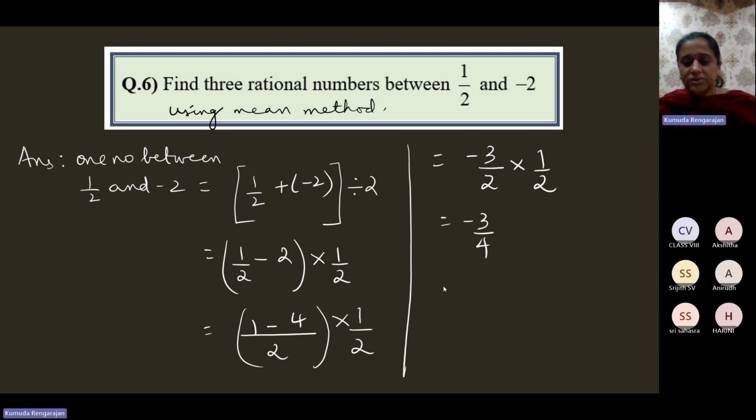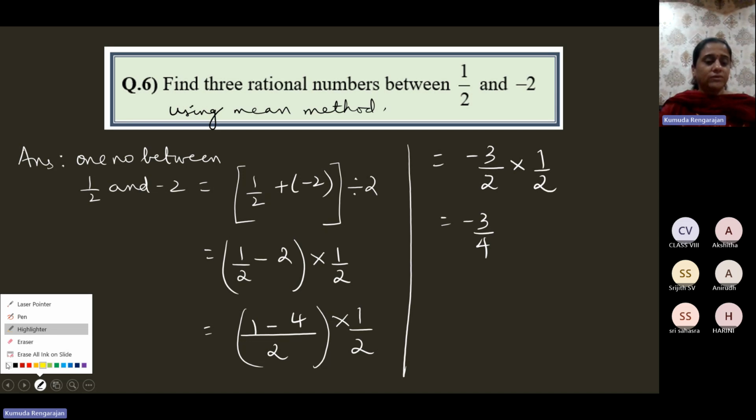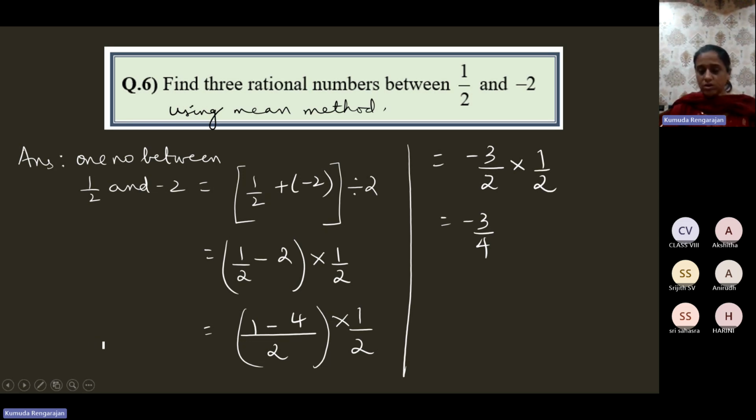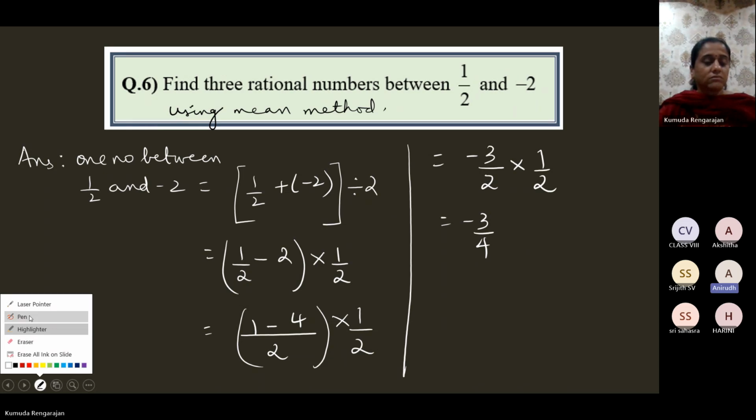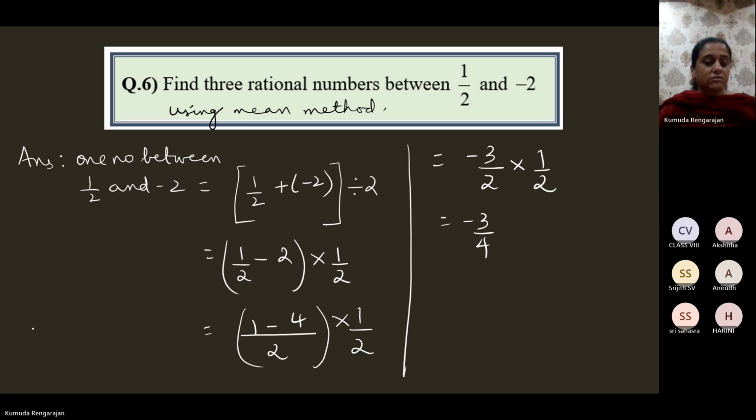So now you can write that 1 by 2 is between 1 by 2 and minus 2, right? Now which is smaller between these two numbers, 1 by 2 and minus 2? Minus 2. Yeah, minus 2. Correct? Minus 2.